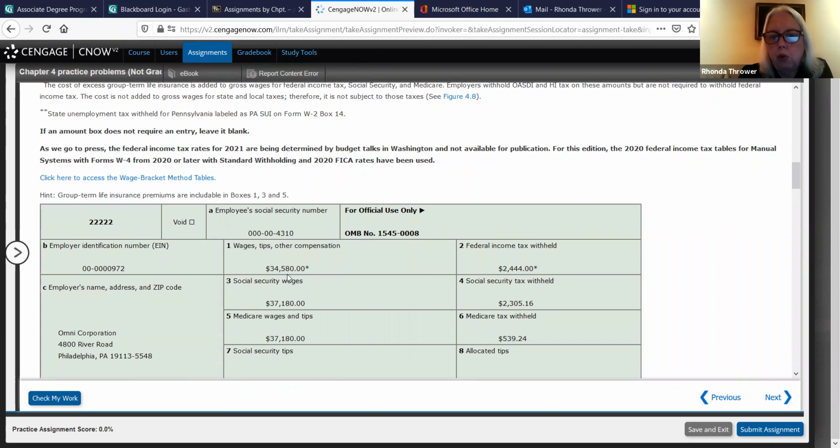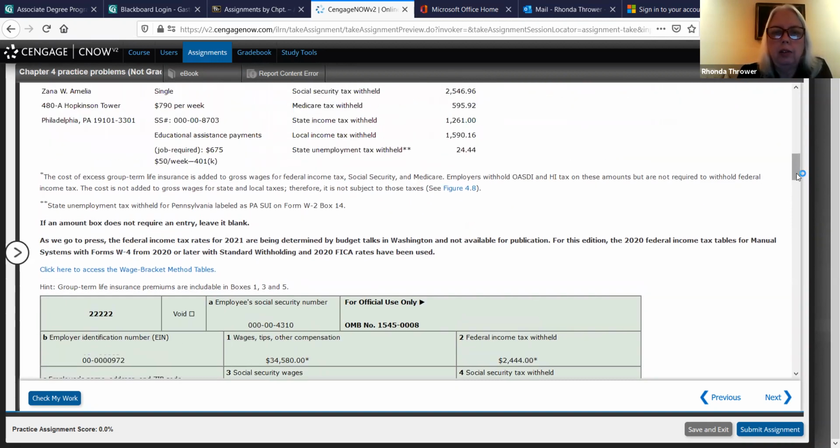So this 34,580 they found by taking the gross wages per week, subtracting what they had withheld for the retirement plan, and then you multiply that by 52. That's how you're going to get 34,580.